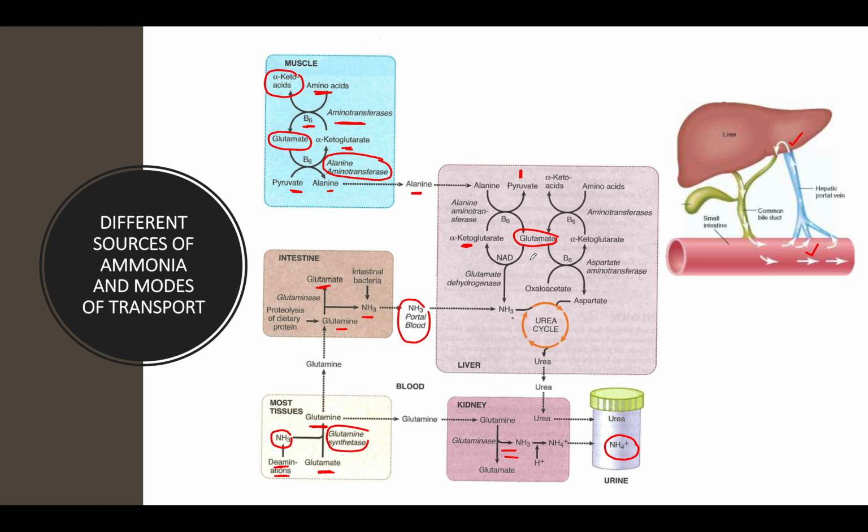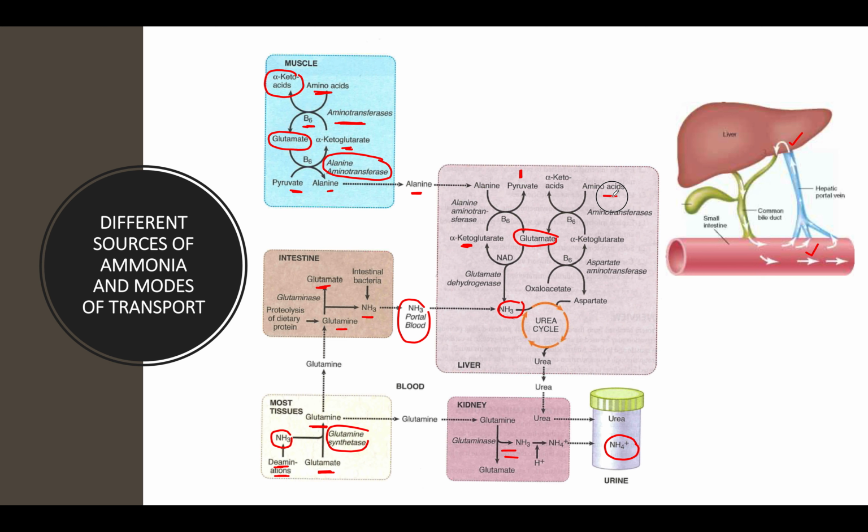Glutamate, by the action of glutamate dehydrogenase, is converted to ammonia, and in the process it releases alpha ketoglutarate, which further helps in the formation of pyruvate, or this alpha ketoglutarate may also go into the TCA cycle depending on the physiological needs of the body.